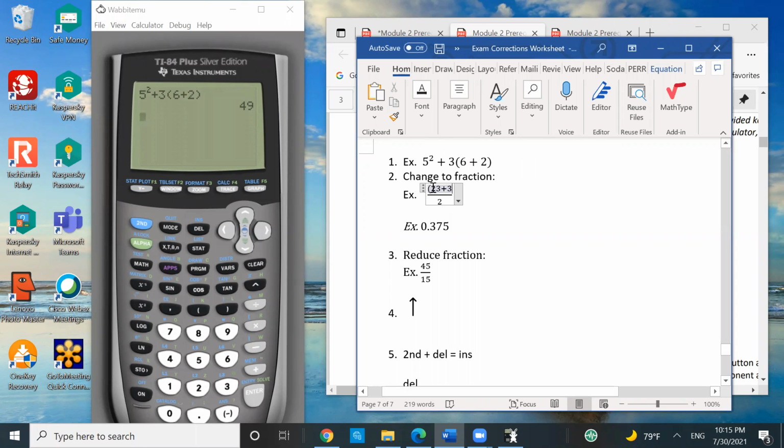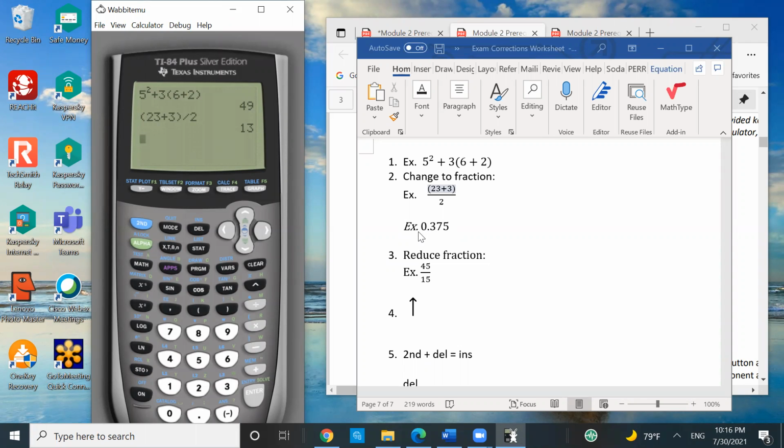because the top part is an operation. It has 23 and 3. So when I input my expression in the calculator, we must keep the parentheses. So parentheses 23 plus 3, close the parentheses, and then divide it by 2. And then we hit enter. We got 13.